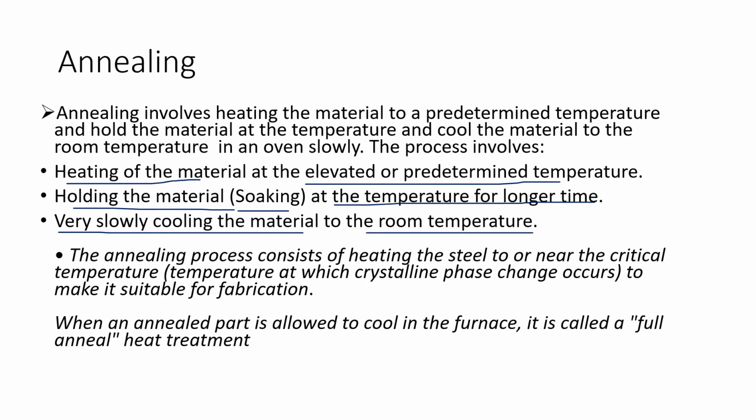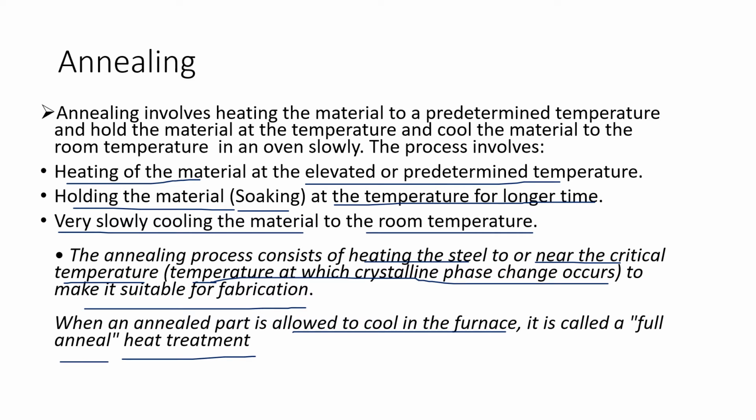The annealing process consists of heating the steel to or near the critical temperature. Critical temperature we have defined before. It is the temperature at which crystalline phase change occurs. Sometimes, for the binary eutectic phase diagram, we call it eutectic temperature or isothermal temperature. We do it to make it suitable for fabrication. When the part is allowed to cool in the furnace, it is called full annealing or full anneal heat treatment.